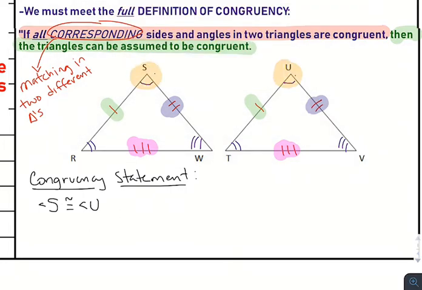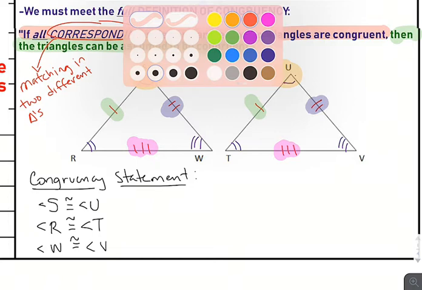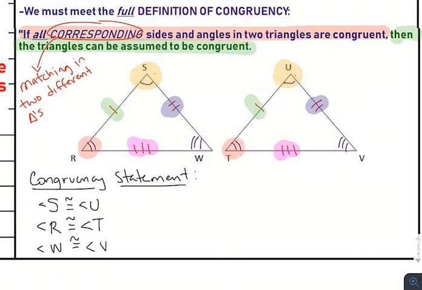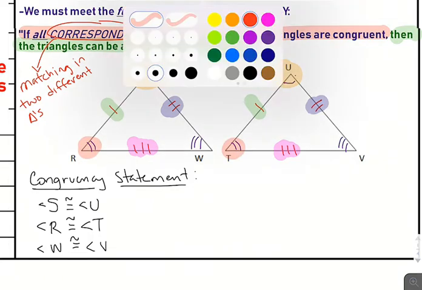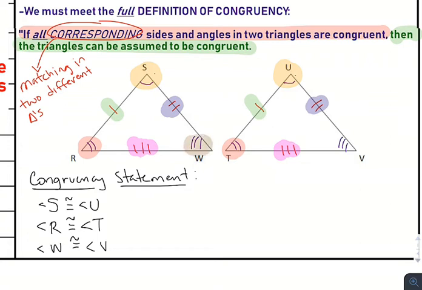Okay. So we can say that angle R, which is on the bottom left of the first triangle, is congruent and corresponding to angle T. And of course, angle W is corresponding congruent to angle V. And again, we're just matching the corresponding pieces. And so the angle at R matches the angle at T, and the angle at W matches the angle at V. And I'm just making a statement. Now, congruency statements are more of a record of what's going on than anything.